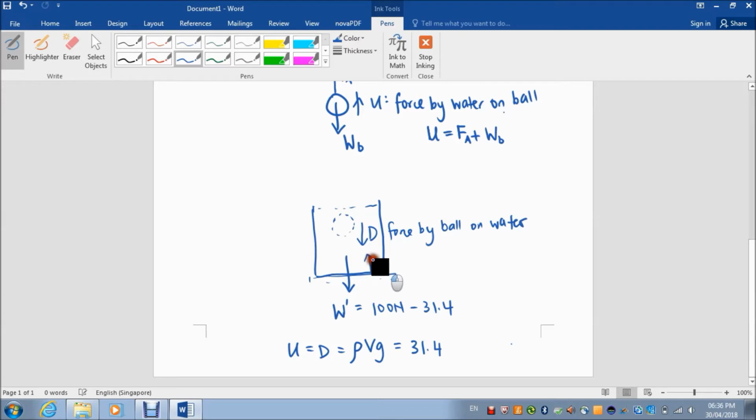So to find the reading on the scale, the scale is here, right? There will be an upward force, which is the normal reaction force. Again, a container of water is in equilibrium, so N equals W prime plus D, or D plus W prime. So in this case, my D is 31.4, which is numerically equal to the upthrust, in Newton, and then plus W prime, which is 100 minus 31.4. So the reading on the scale will still be 100 Newton.